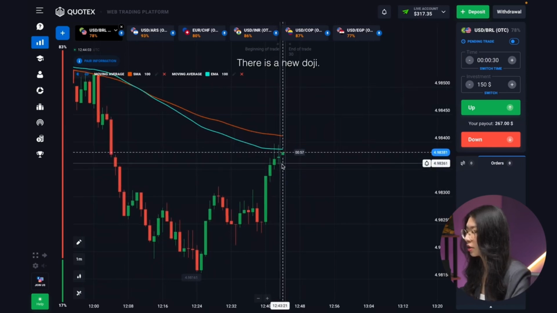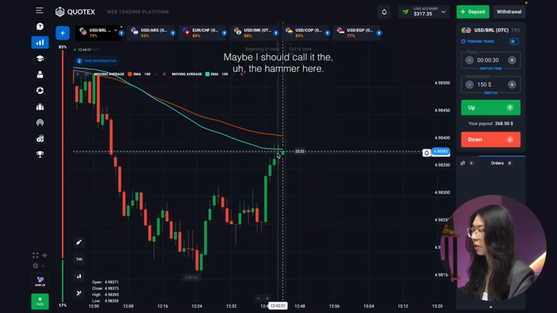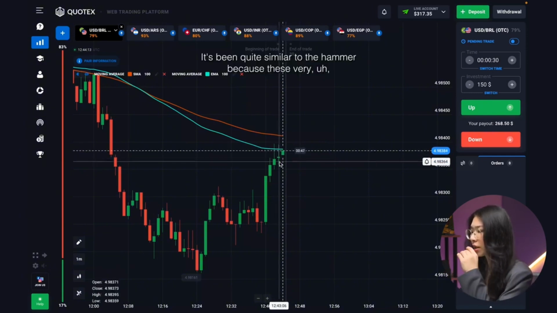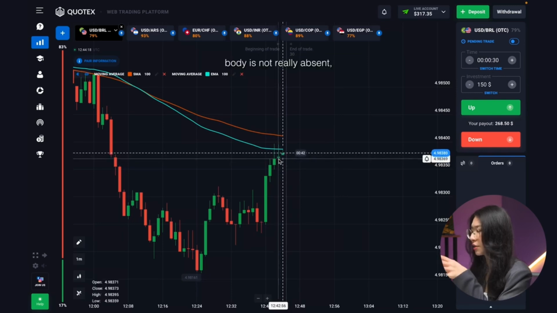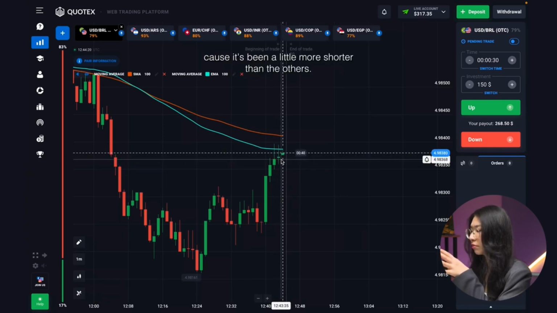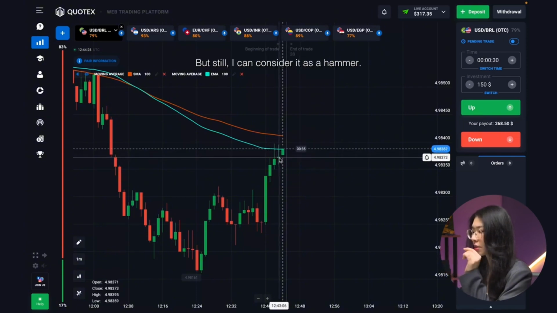Okay, there is a new doji, and here it's happening. I see that it's a long leg doji. Maybe I should call it the hammer here. It's quite similar to the hammer because this bar is not really absent, it's been a little shorter than others, but still we can consider it a hammer.